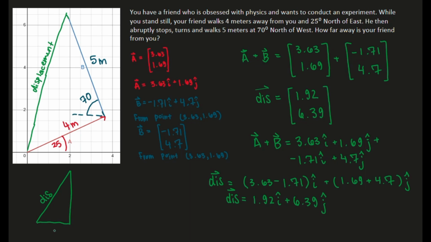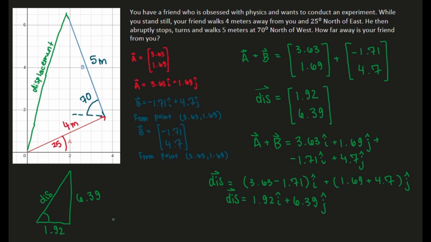The i hat part is my x value. That's my x side, with a value of 1.92. And then the opposite side of whatever this angle is here, which I can figure out in a minute, is 6.39. Now I can use my understanding of Pythagorean's theorem to figure out what this displacement is.